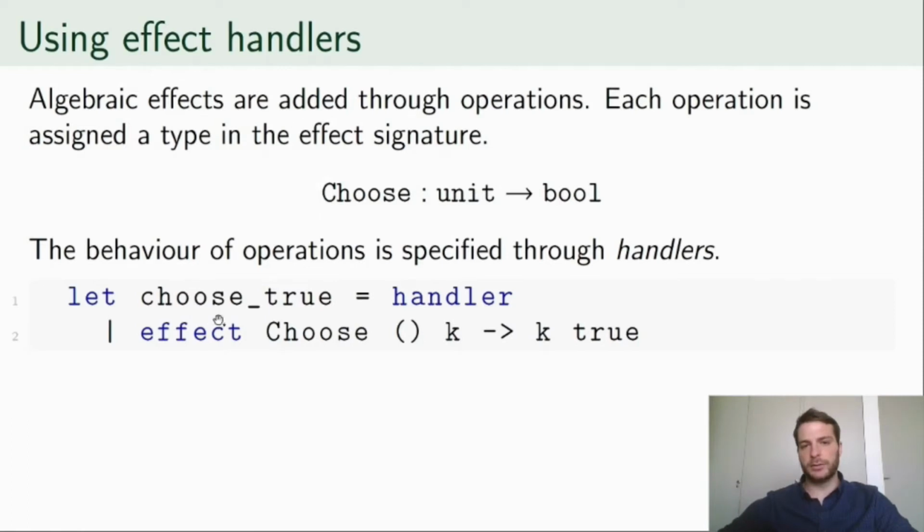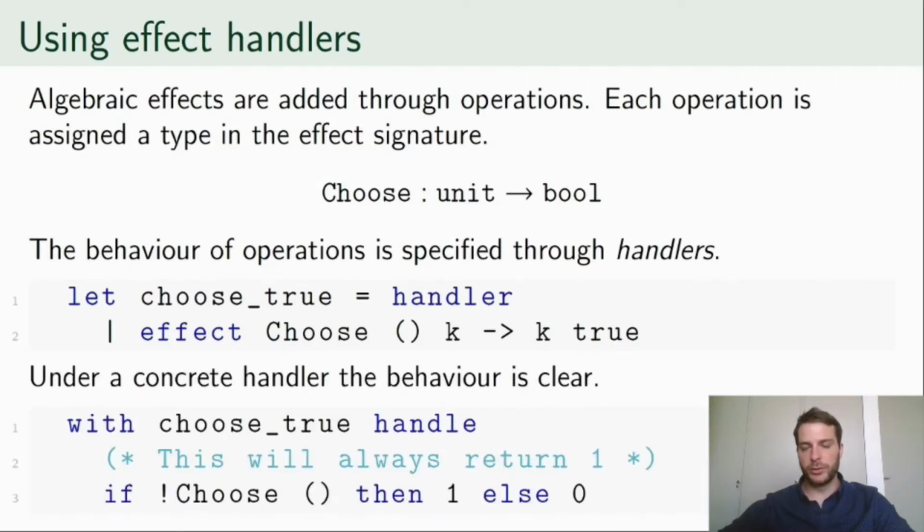The choose_true handler has an effect case for choose, and here we have the unit argument of the operation call and the program continuation k, which is captured at the time of the operation call. The effect case states that whenever choose is invoked, the continuation is resumed with the value true. This causes every call of choose to simply return the value true. Now, when using this handler, the behavior is crystal clear. The code always returns 1 because choose always returns true.